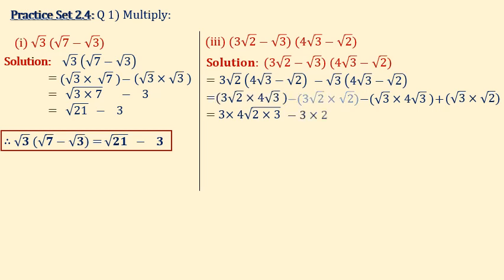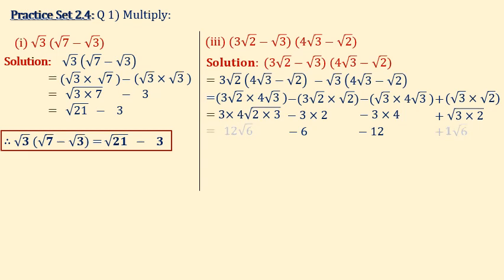Root 2 into root 2 is 2. Similarly, root 3 into root 3 is 3. Root 3 into root 2 can be multiplied by multiplying their radicands. So we simplify and we get 12 root 6 minus 6 minus 12 plus root 6.